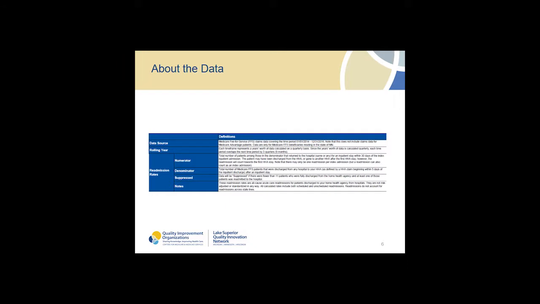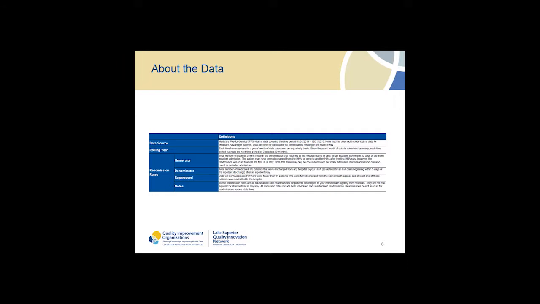The numerator is the number of patients among those in the denominator who went back to the hospital for an inpatient stay within 30 days of being discharged from the hospital to your home health agency. It doesn't matter what else that patient did within the 30-day time period. They might have been discharged from your home health agency or gone to another agency.